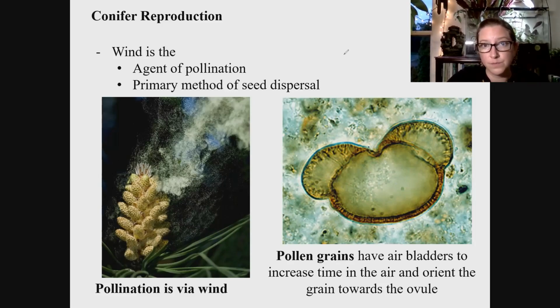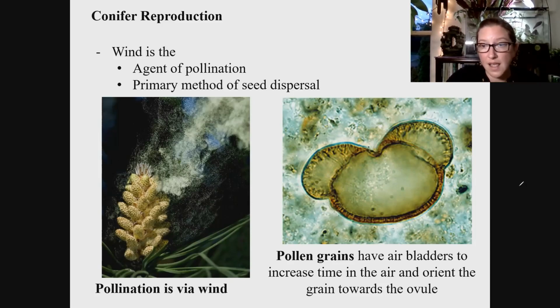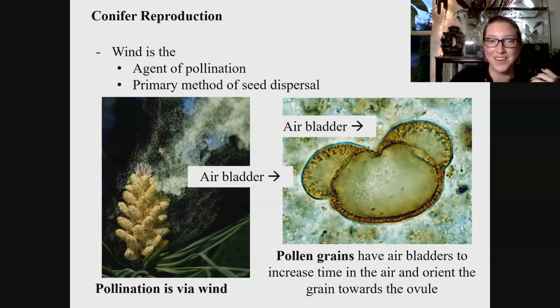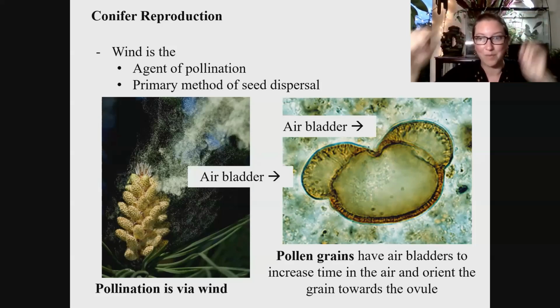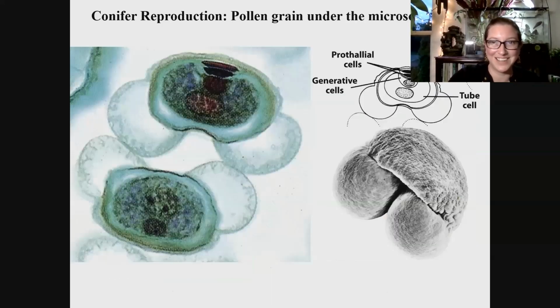I'll use black. So this is a pollen grain. And then this is a little air bladder, and this is a little air bladder coming off of it that helps it fly in the wind and also helps orient it to touch the ovule. And one way that people always remember conifer pollen is you have the pollen grain and you have the little air bladders on top. So it kind of maybe looks like somebody we've seen before a little bit. That's how some of my students remember it and memorized it in the past.